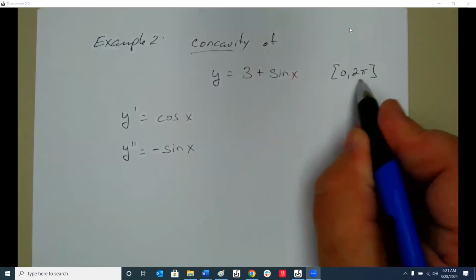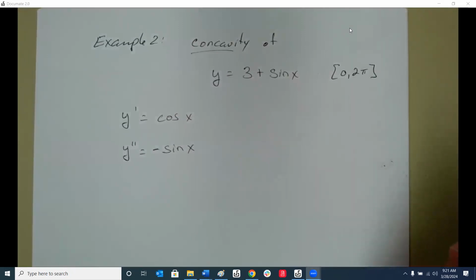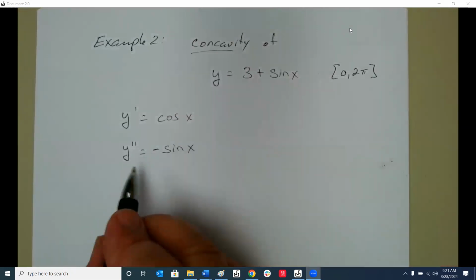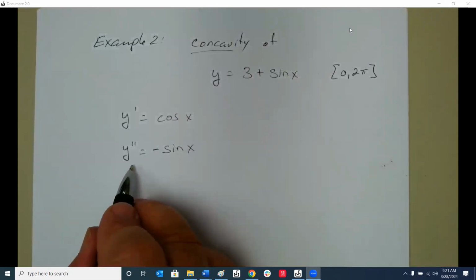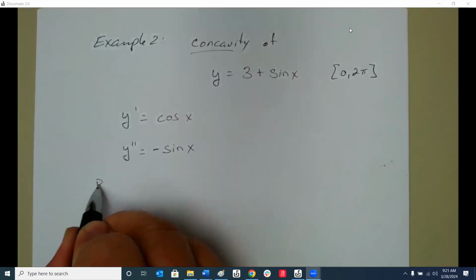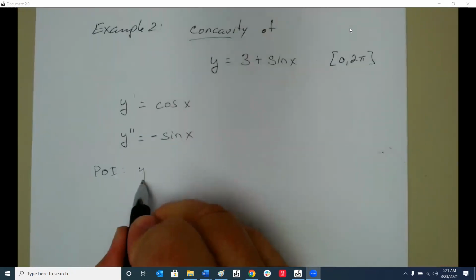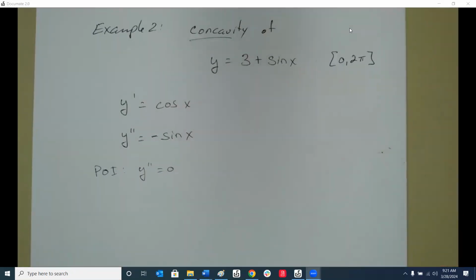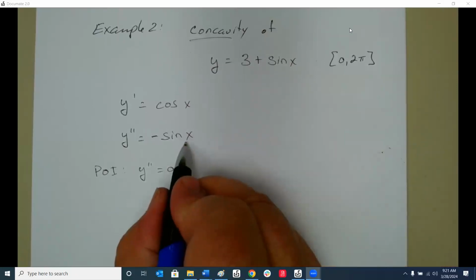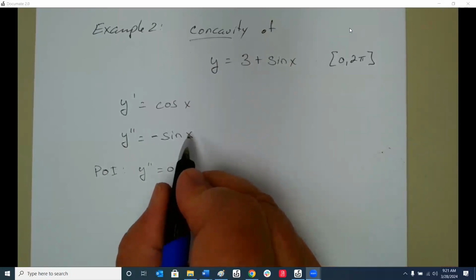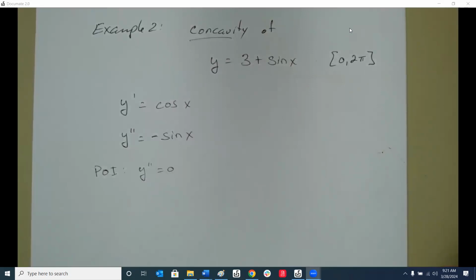Since our interval is 0 to pi, what can we do here first? First thing to do is find the point of inflection. Set the second derivative equal to 0. So at what points is negative sine x equals 0 in that interval?